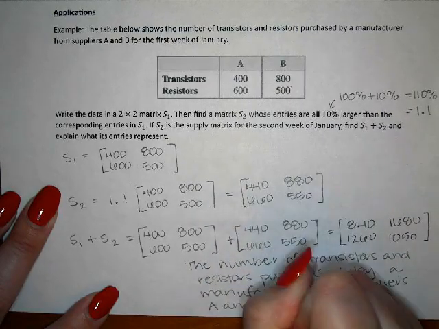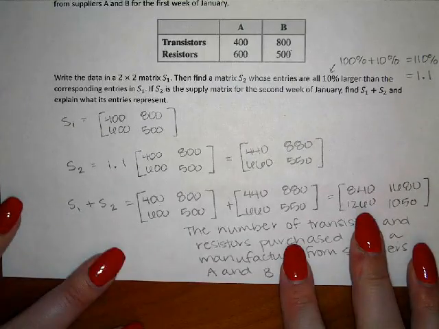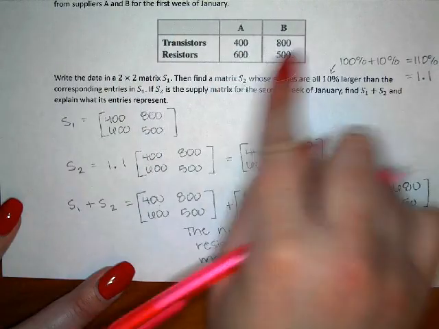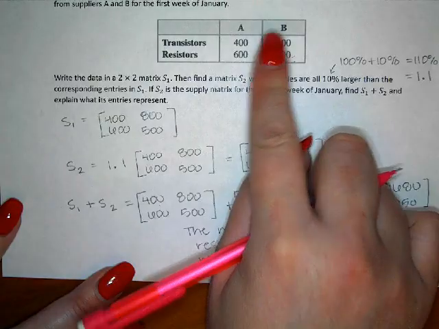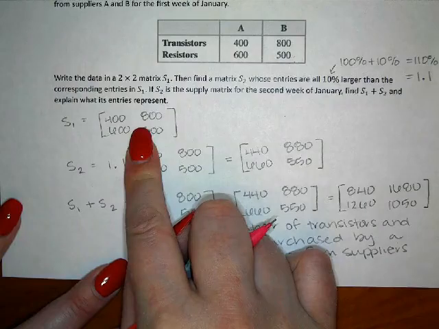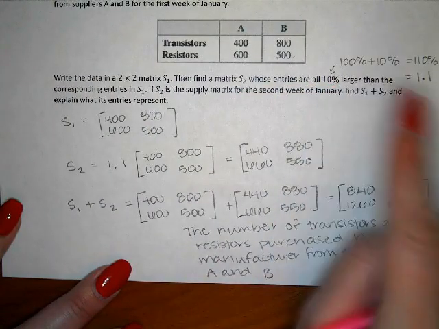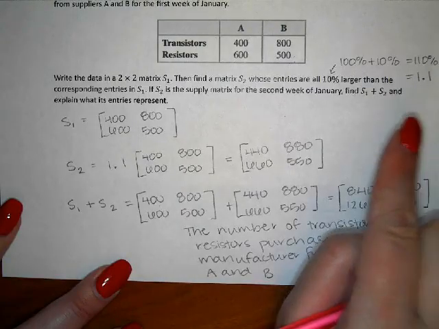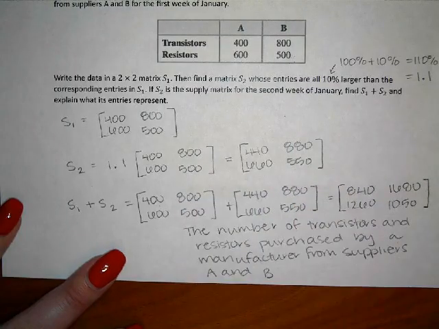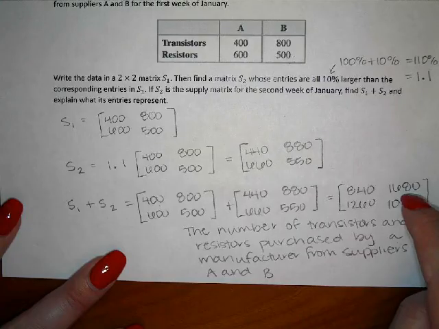And now we have to determine when were these purchased. So it says this first table that we had was for the first week of January. So that's what this matrix represents, the first week of January. And then S sub 2, all the entries that were 10% larger, these are for the second week of January. So if we added them together, that just means that this is the number of transistors and resistors purchased from suppliers A and B for the first 2 weeks of January.